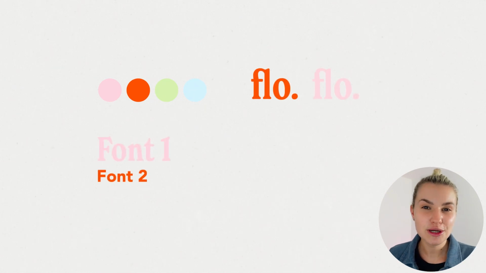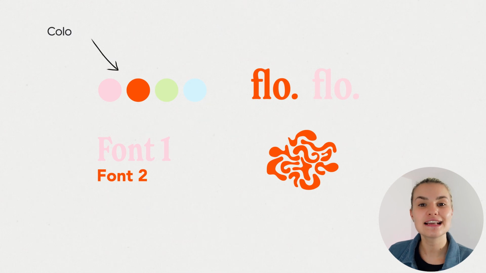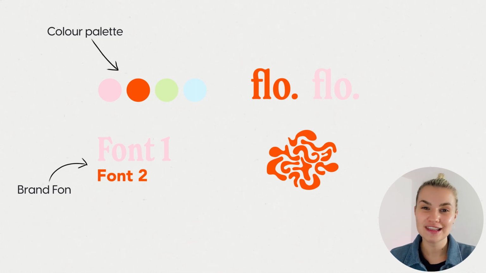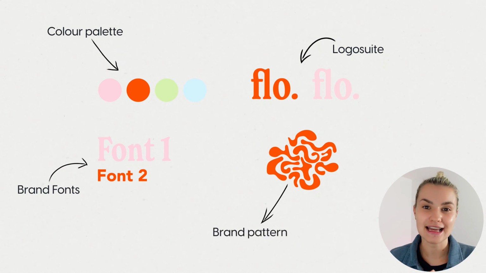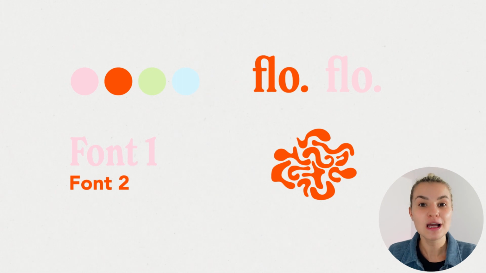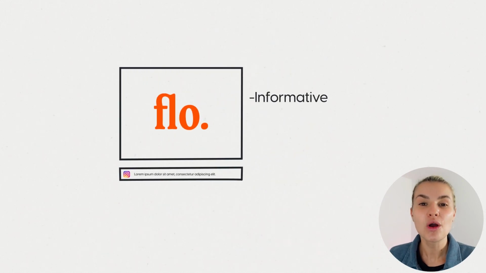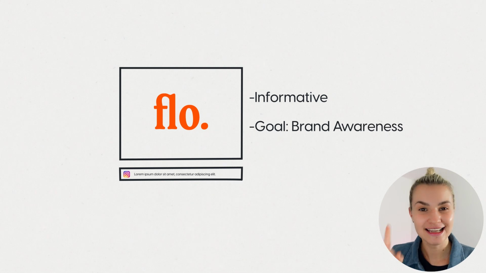First things first, you'll need all of the brand assets, or if you're doing this on behalf of a client, you'll need their brand assets. This includes things like the color palette, fonts, the full logo suite, and anything else like the brand pattern or brand assets. All social media content will use these brand assets, which ensures brand consistency across all marketing materials. So as I previously mentioned, the post we'll be creating will be an informative one with the goal of brand awareness. Keep this in mind.